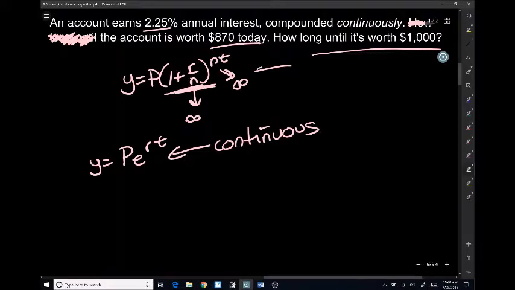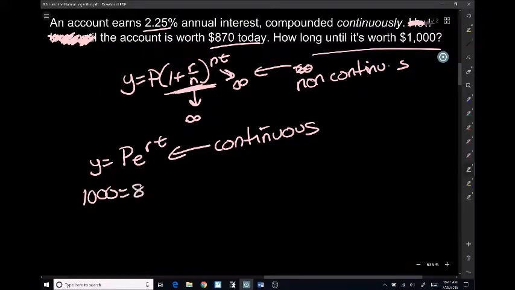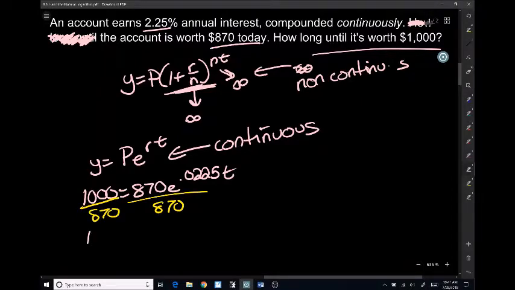This one was compound. Well, its frequency is not continuous, so I'll just call this one non-continuous for now. So the question becomes, how long until it's worth $1,000? Well, I'm going to plug 1,000 in for y, 870 in for P. e is just the number e. The interest rate was 0.0225. We're trying to solve for this time t. The first thing I'm going to do is divide both sides by 870 to get the exponential part by itself. That gets me some number that I'm not going to calculate yet.